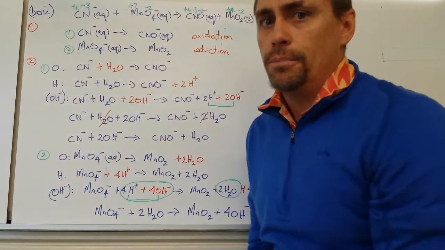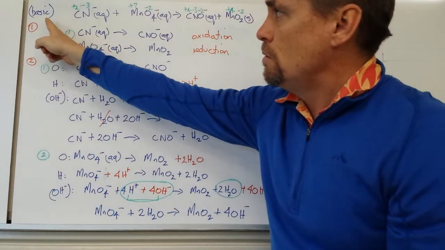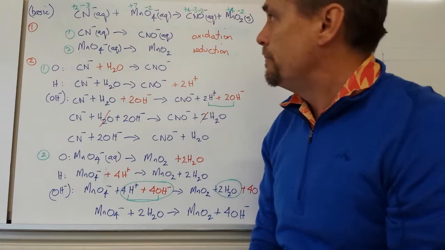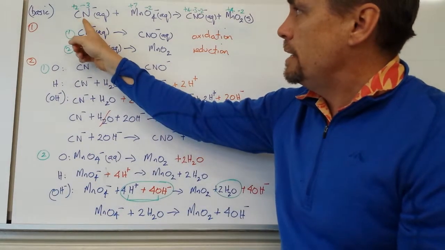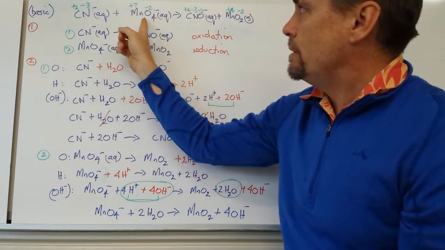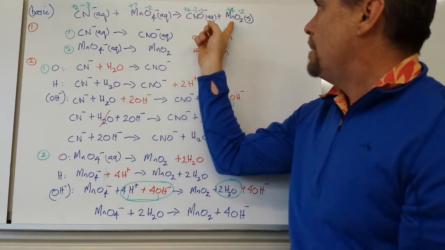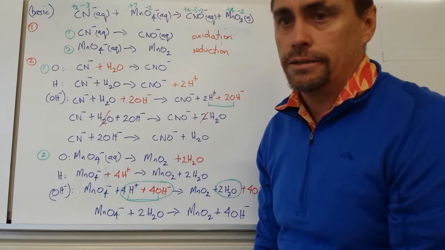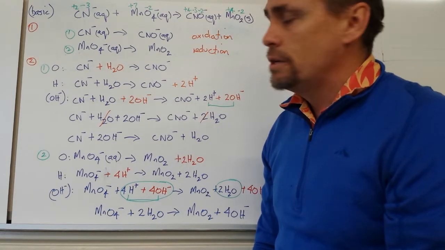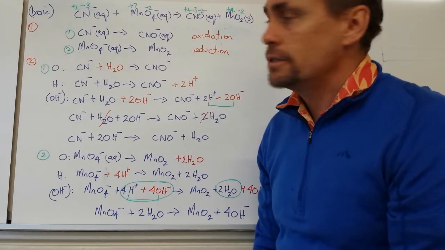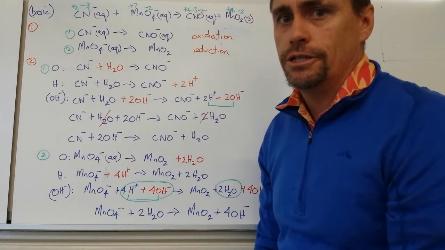So let's look at an example. And you'll always be told that you have a basic solution. So if we look at our cyanide ion reacting with our permanganate ion, we get a cyanate ion and manganese dioxide as a product. In order to create our half reactions, we need to put our oxidation states for each atom within that reaction.